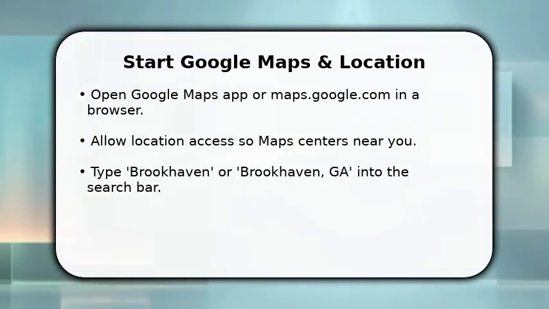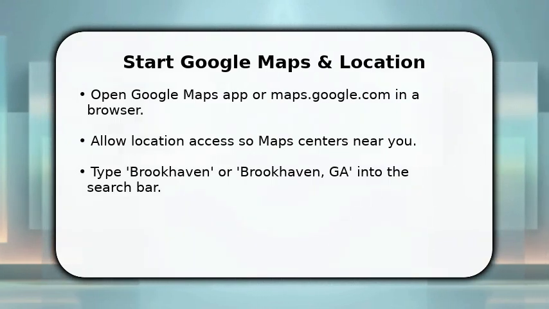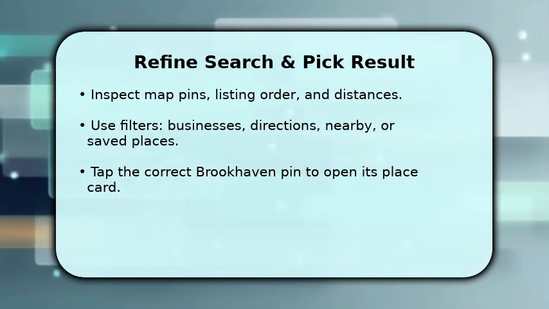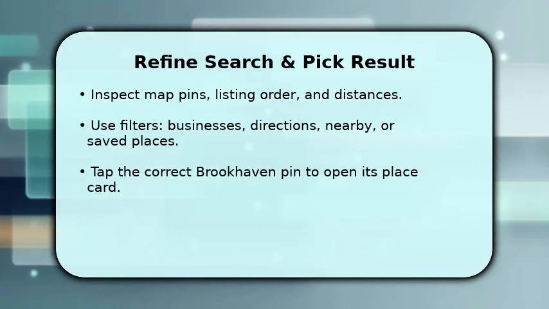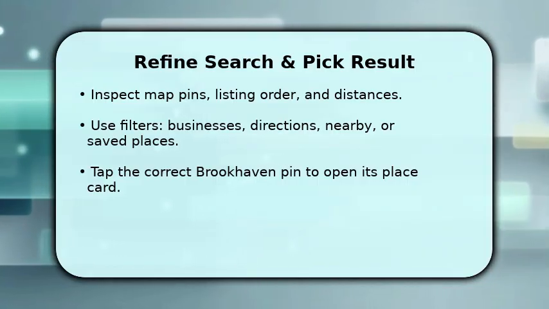After pressing search, scan the results list and map pins to confirm which Brookhaven you want before you proceed to directions. Once done with the initial search, you refine results by scanning map pins and the list that appears. Pins nearest your location show first. If you need a neighborhood versus a city, use the place card labels and photos to confirm. You can also filter for businesses or nearby amenities to verify the right Brookhaven.